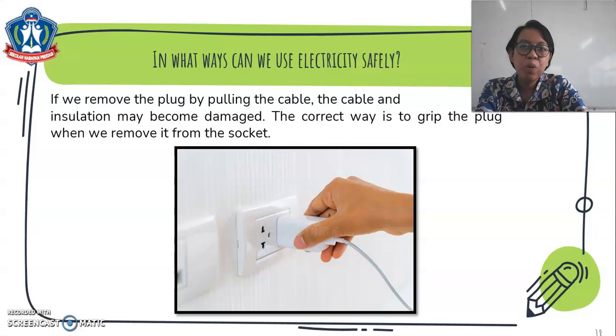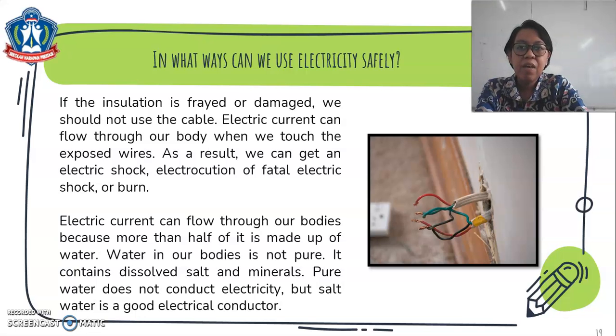In what ways can we use electricity safely? If we remove the plug by pulling the cable, the insulation may become damaged. The correct way is to grip the plug when we remove it from the socket. Look at it, children. So you have to hold this part. If the insulation is frayed or damaged, we should not use the cable. Electric current can flow through our body when we touch the exposed wires. As a result, we can get an electric shock, electrocution, a fatal electric shock, or burn.